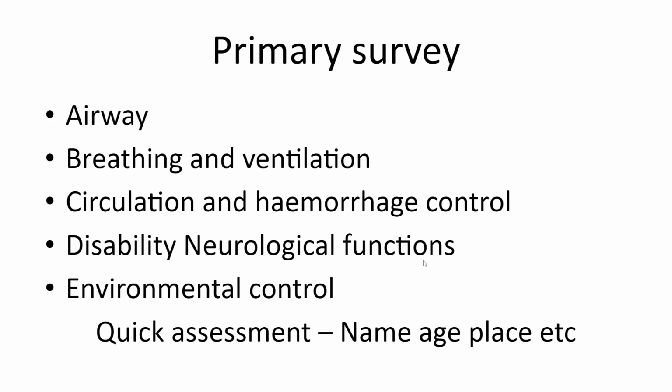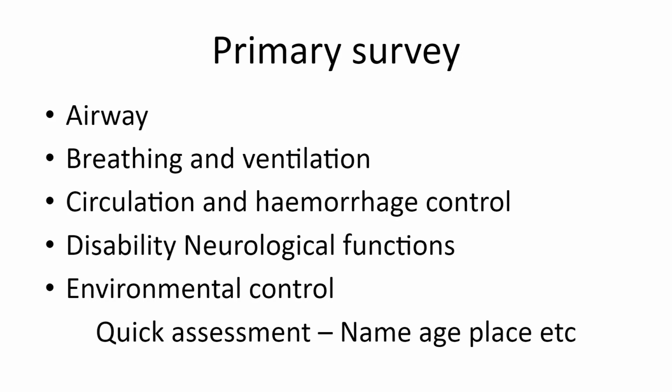Then the other two factors are disability, neurological functions. If the patient has a neurological deficit, that has to be supported. Suppose the patient is not able to control the bowel or control the bladder movements, you may have to put a catheter in. If the patient is not able to swallow, you decide whether the patient can be maintained on a Ryle's tube feeding or otherwise, and so on and so forth.